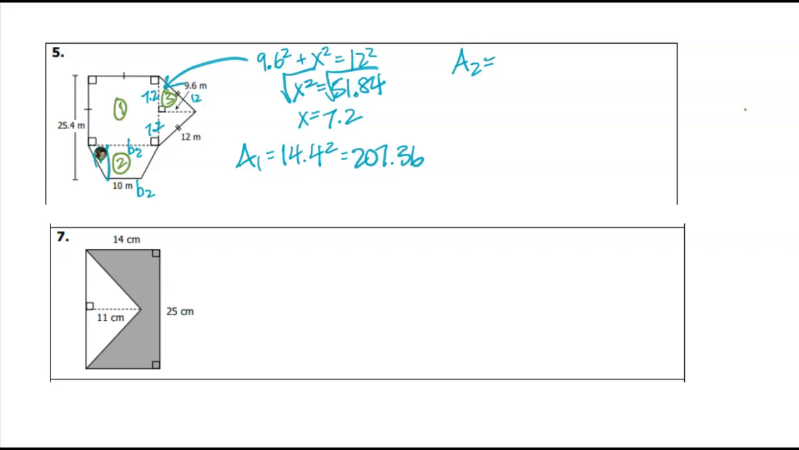Okay, so I'm going to take 1/2. I'm going to add my two bases. So I had 14.4, the side of the square, plus 10. And then multiply that by my height, which is 11. When I work that all out, and just put it all right into the calculator, I get 134.2.